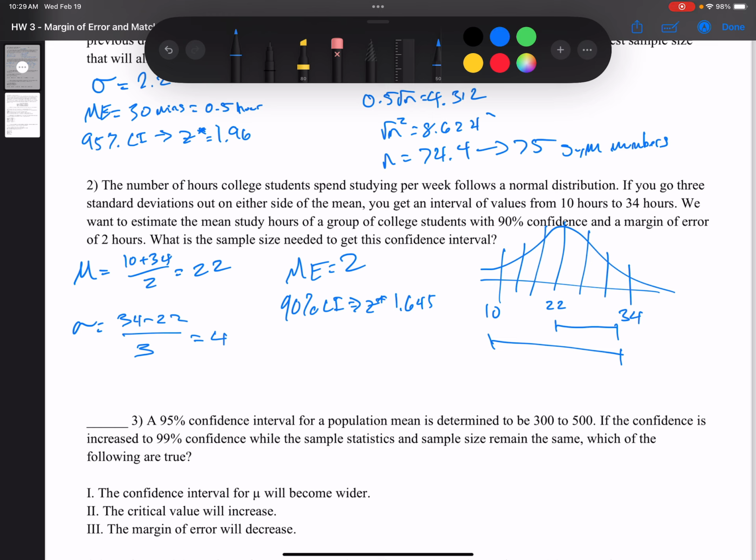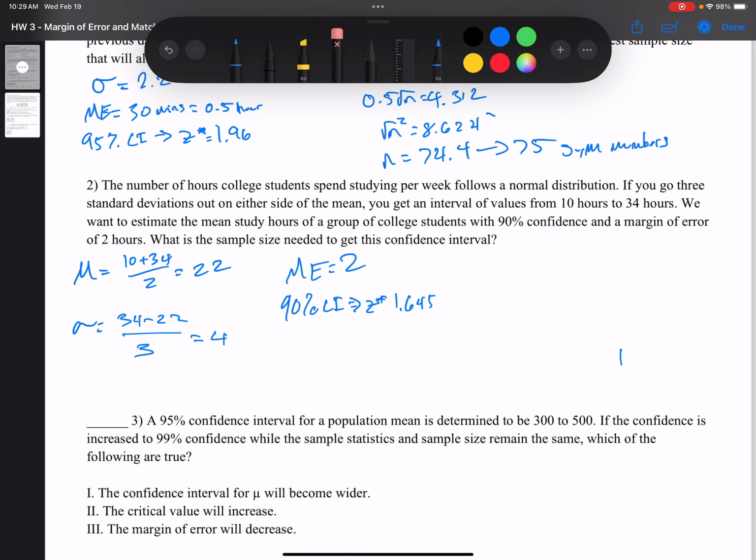So that means, just like we did on the last one, we clear up some space here. Our margin of error is equal to our Z star times the standard deviation of 4 over the square root of n. We're once again going to solve this one with some algebra, and it comes out to n equal to 10.824, which we're going to round up, and that means we need a sample size of 11 students.